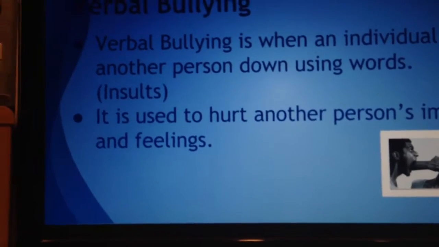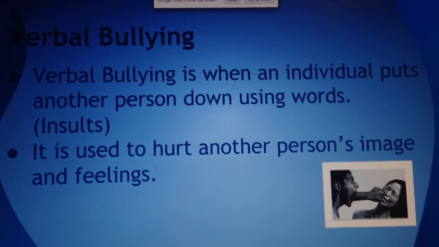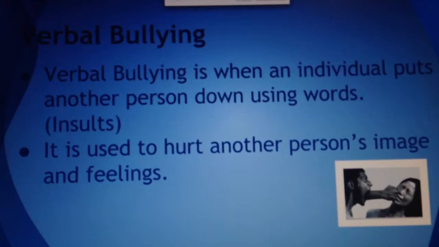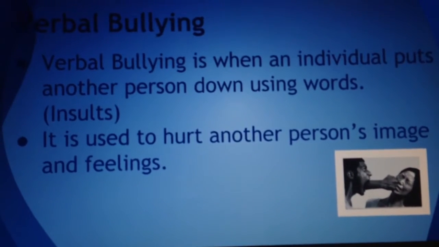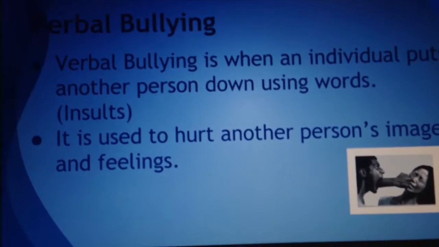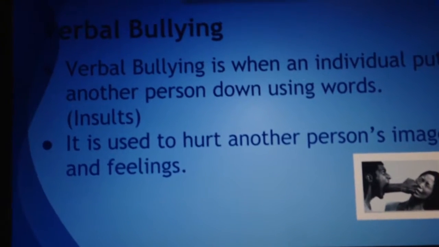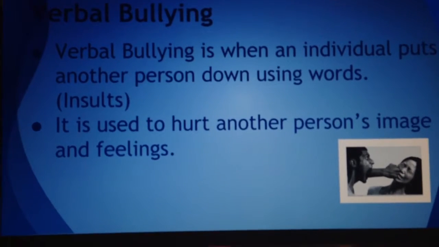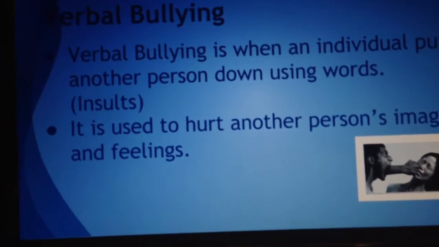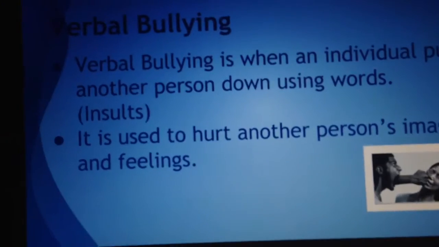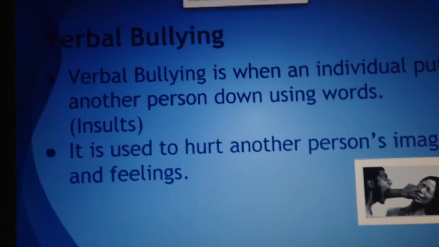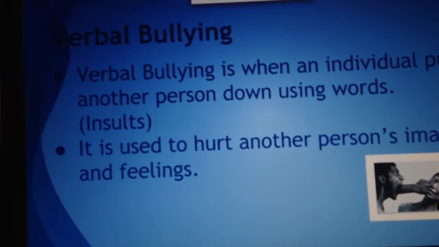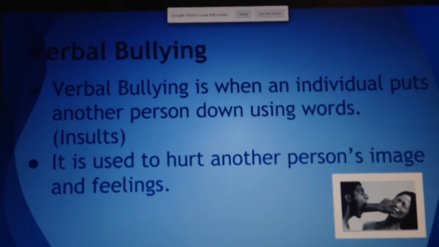Another type of bullying is verbal bullying. Verbal bullying is when an individual puts another person down using words, basically insulting them, and it's used to hurt another person's image and their feelings. It's very common among girls to verbally bully each other because they're much more subtle. They like to say mean things to each other.